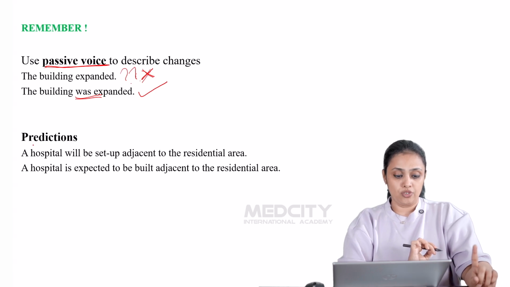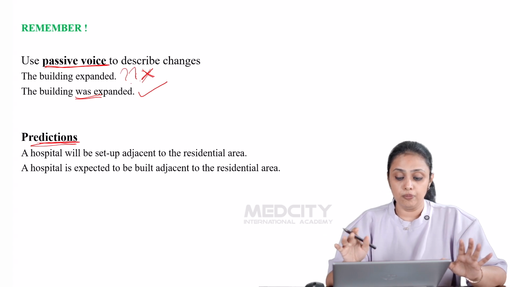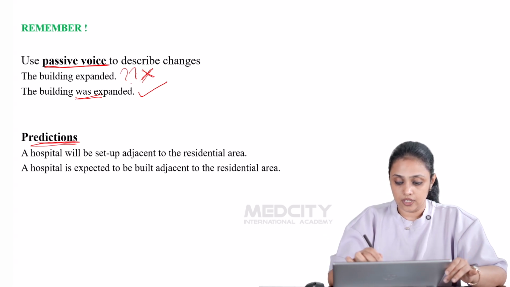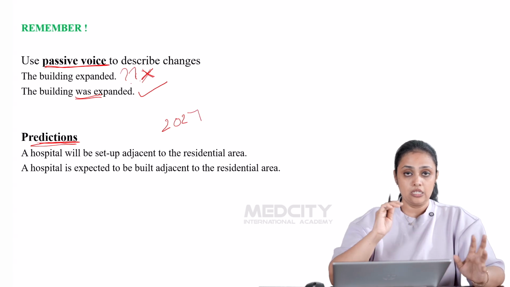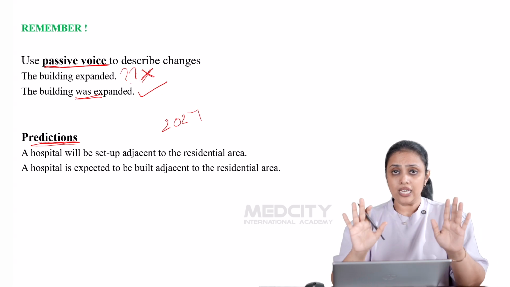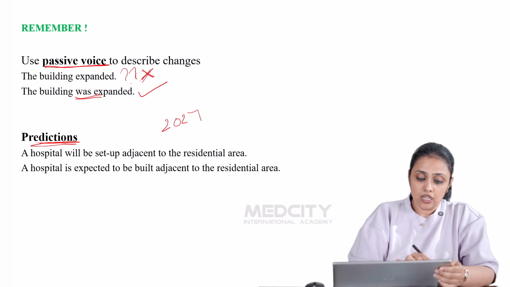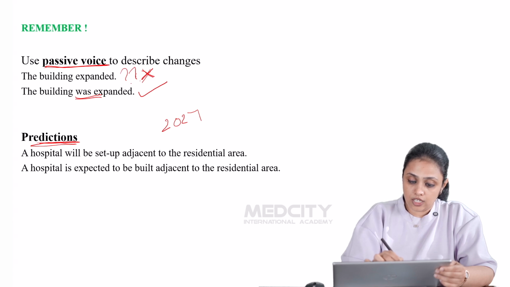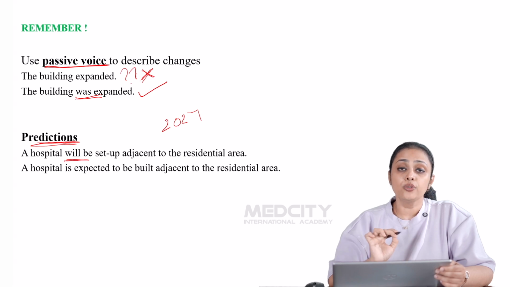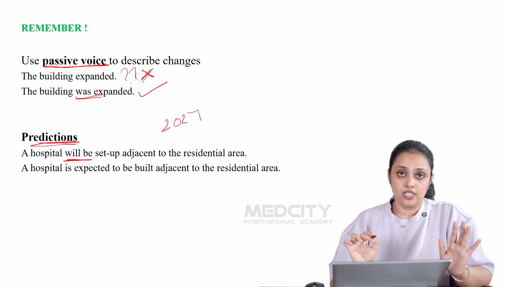Then another thing that you need to remember is that when you are writing predictions, that is, if there is a plan for the future, you're given a map which shows the date as 2027. So it's a prediction. But even though it's a prediction, a well-established plan is there. So to describe a feature from that map, suppose you see a new hospital in 2027 which was not there in 2025, you can say that a hospital will be set up adjacent to the residential area.